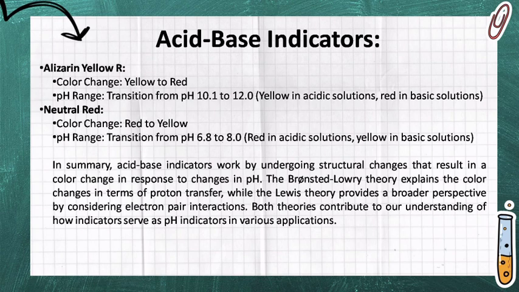In summary, acid-base indicators work by undergoing structural changes that result in a color change in response to changes in pH. The Bronsted-Lowry theory explains the color changes in terms of proton transfer, while the Lewis theory provides a broader perspective by considering electron pair interactions. Both theories contribute to our understanding of how indicators serve as pH indicators in various applications.